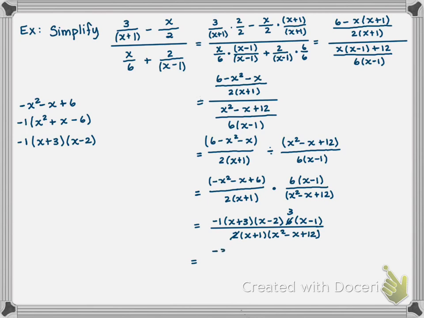So we have negative 3 times x plus 3 times x minus 2 times x minus 1 and then x plus 1 times x squared minus x plus 12. And we are done. I mean, we're not done. We're done with that problem.